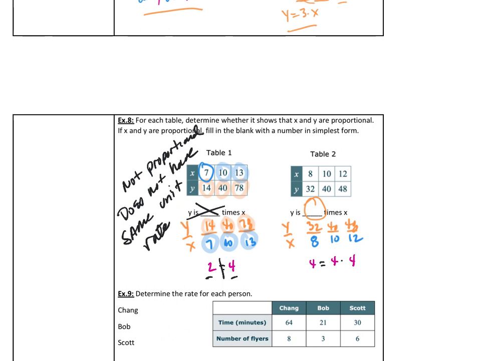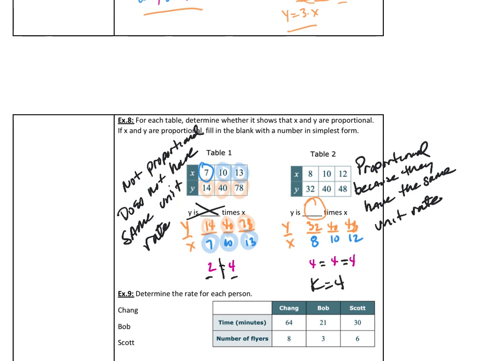When you look at this one, they are equivalent. 4 is equal to 4 equals 4. So that means this is proportional. So yes, it's proportional. Why? Because they have the same unit rate. So that's what you write: because they have the same unit rate. Okay? That's your answer. And then when you look at it, what is that rate? That's 4. So k equals 4. The constant of proportionality equals 4, which means it goes right here. y is 4 times x. Every time, y equals 4 times whatever x is. So you can predict.